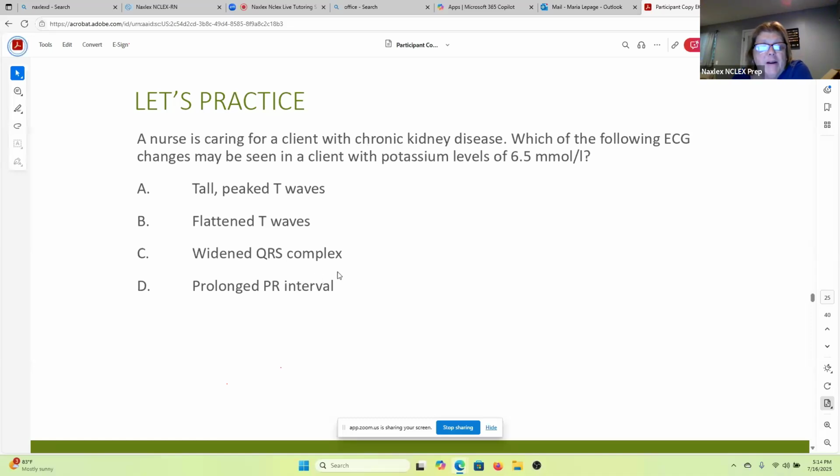The widened QRS complex is going to be your ventricular tachycardia, and your prolonged PR interval is going to be a type of heart block. Your flattened T waves is what we see in hypokalemia.